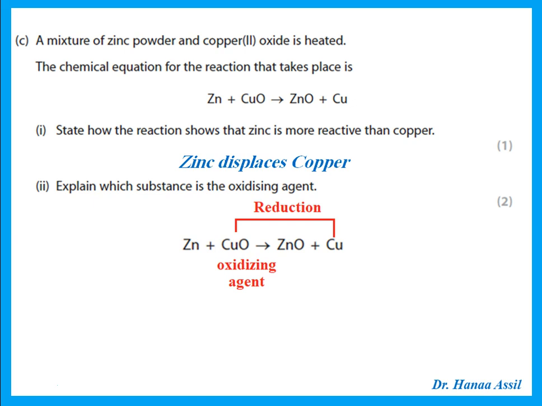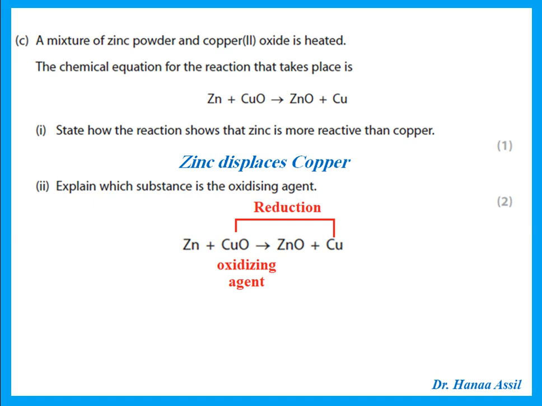What about the copper oxide? The copper oxide changed to copper. That is loss of oxygen. Loss of oxygen is reduction. So the copper oxide was reduced, so it is the oxidizing agent. It's the one that gave oxygen to the zinc, causing it to be oxidized.